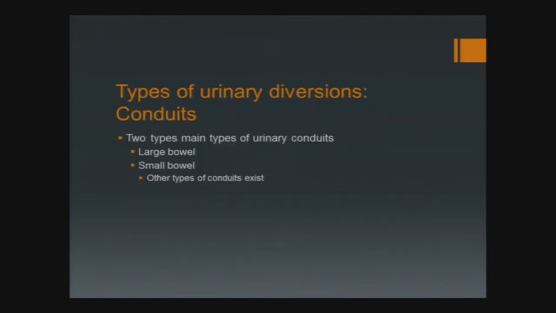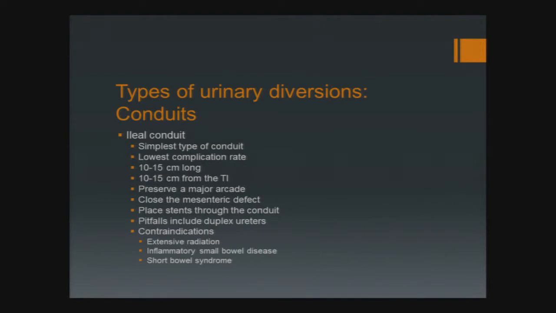There's two main types of urinary diversions as far as conduits that I wanted to talk about, large bowel and small bowel. And then there are other types of conduits. I'll mention them just in passing. So the ileal conduit is what you'll see most often. It's what we do most often. It's what most urologists do most often. It's the simplest type of conduit. It has the lowest complication rate.